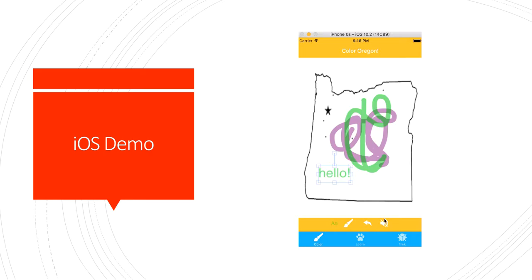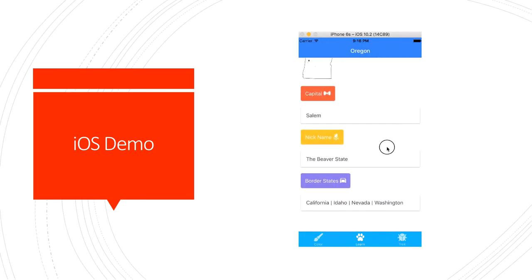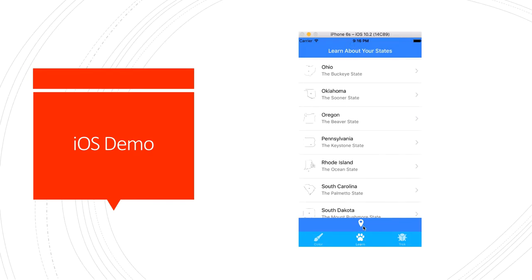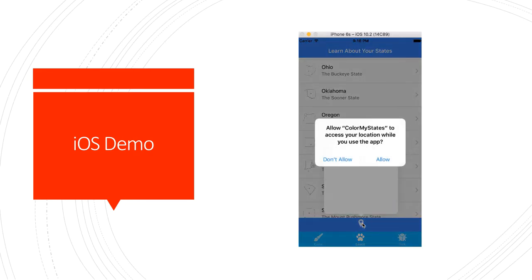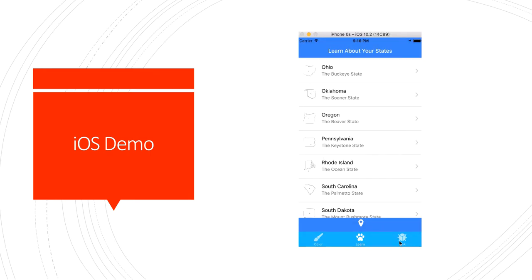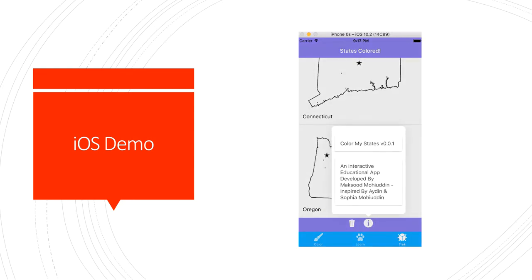At the bottom, you can see different menus. Learn will let you learn about the different states. Here I'm learning more about Oregon, and then you can also click on Learn again to go back to the selected state. It lets you use geolocation. It asks for permission to use geolocation. It looks like we're in California, and then here it keeps track of the states you visited, and this is the app publisher information.